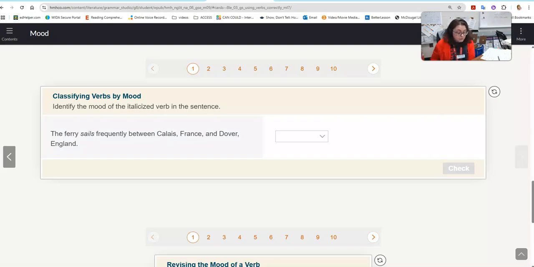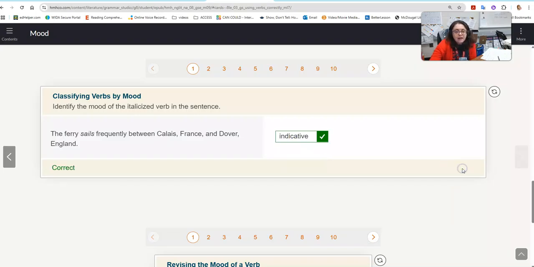All right, and remember, indicative, and imperative, and interrogative are pretty straightforward, okay? It's only subjunctive and conditional that are confusing, all right? But you've got your clues, so use your notes, do your best, okay? All right, so let's do this. Okay, so first one. The ferry sails frequently between Calais, France, and Dover, England. That sounded like a fact to me. All right, so I hope that you clicked indicative, because that would be correct.